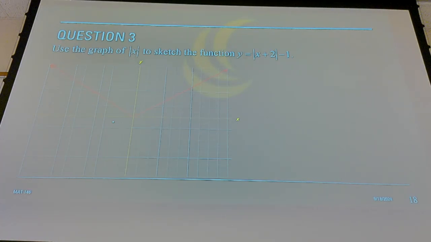So we went left 2, down 1. What's the domain? What's the range?